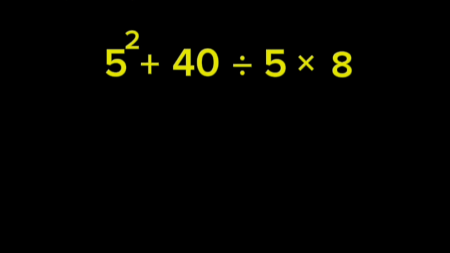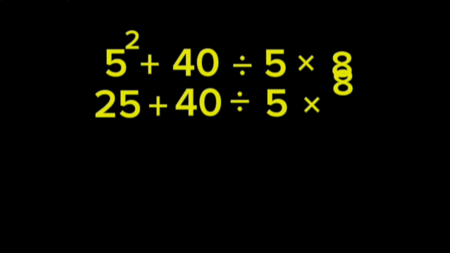All right, listen carefully. Let's take this expression: 5 squared plus 40 divided by 5 multiplied by 8. Now, here's where a lot of people go wrong. Many people will look at this and start correctly with the exponent. So they calculate 5 squared, which gives 25. Then they rewrite the expression as 25 plus 40 divided by 5 multiplied by 8.